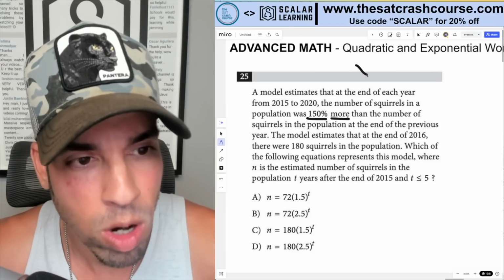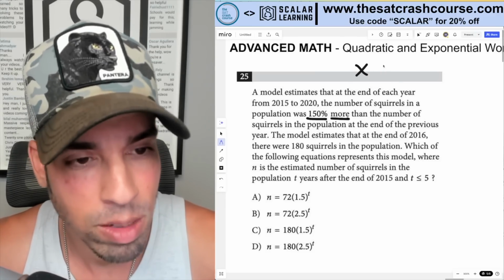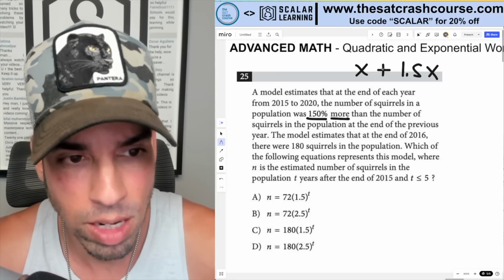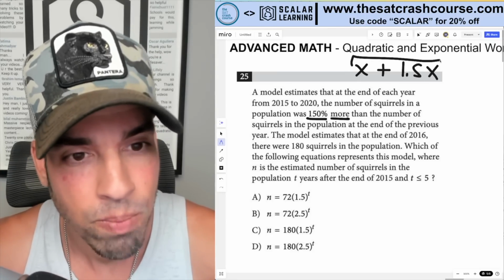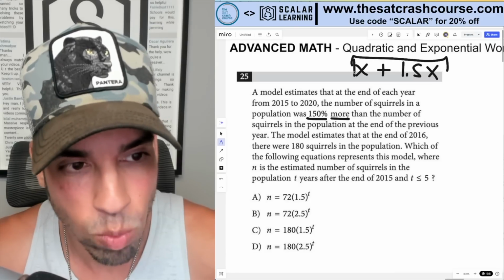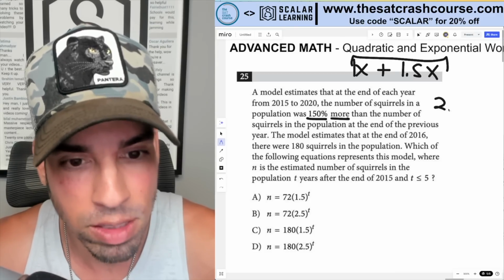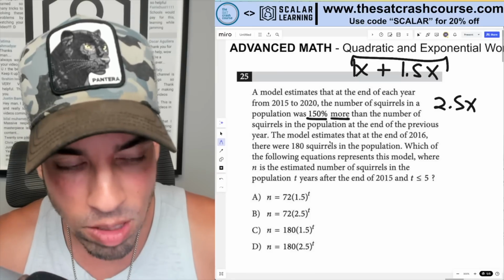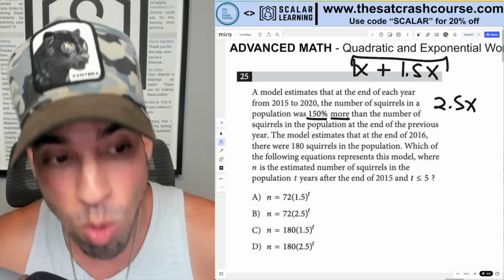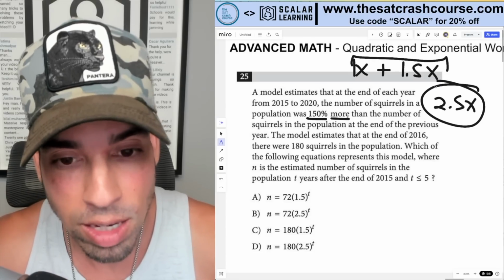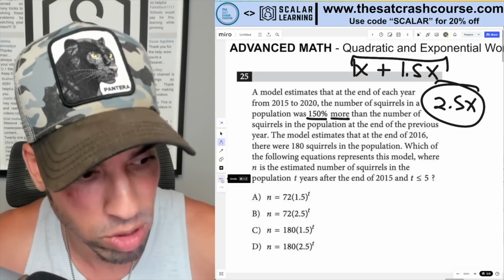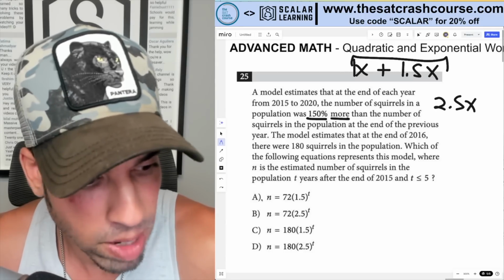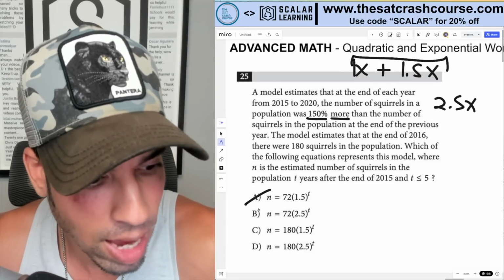Meaning, if it was X, the next time it's going to be X plus 150% of X, or 1.5 times X. Meaning that when we add these together, remember that X is a 1X. 1X plus 1.5X is 2.5X. So when we're increasing by 150%, or we're taking 150% more, what we're really doing is taking 250%. So that means what I should be looking for in the correct answer choices is a 2.5, not a 1.5. So we can eliminate A and C.